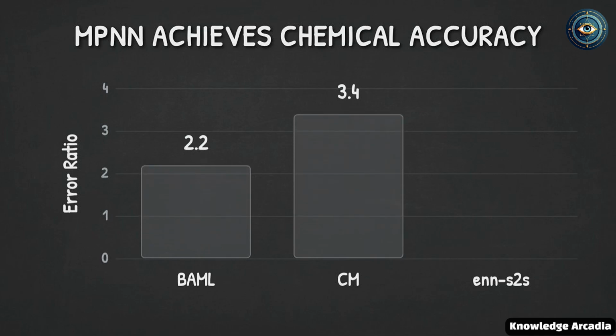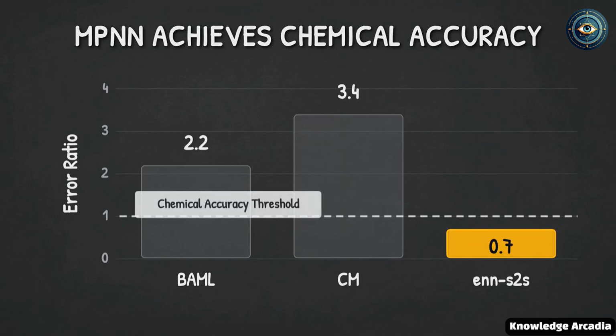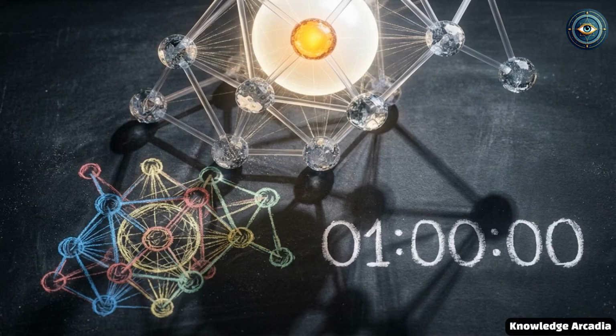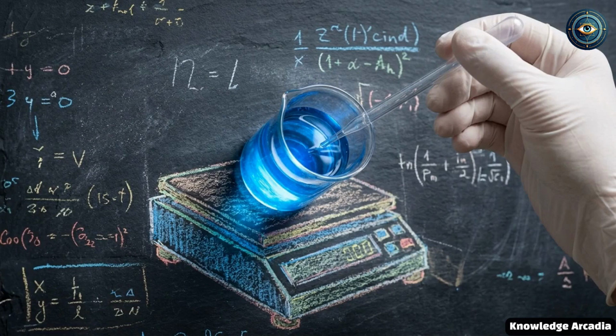The column labeled ENNS2S tracks the MPNN's performance against traditional baselines. The key metric is the error ratio. Dropping below 1.0 means the model surpasses the precision requirements set by the chemistry community. That threshold is chemical accuracy. The neural network is predicting the targets of a 1-hour density functional theory simulation so precisely that its margin of error matches the limits of a physical laboratory experiment.